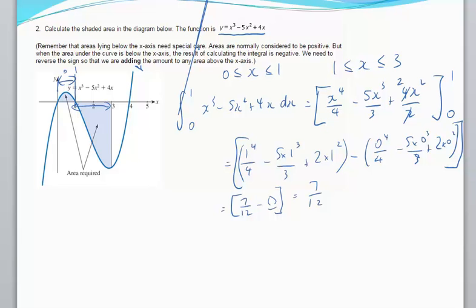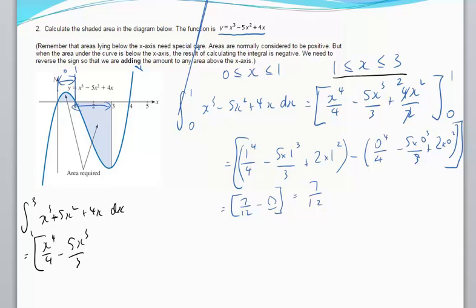So now for our second part, we'll change to black here. Now our second part, we're looking between 1 and 3. So between 3 and 1, we've got x cubed minus 5x squared plus 4x dx into our square brackets, and we can use our equation from before. Nothing has changed, except here between 3 and 1 we're looking.